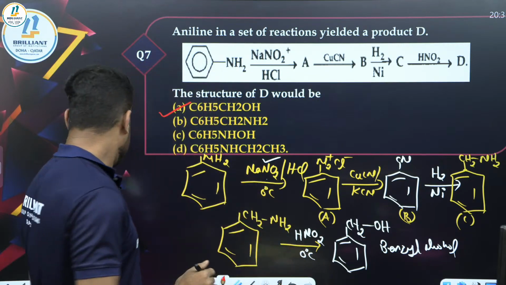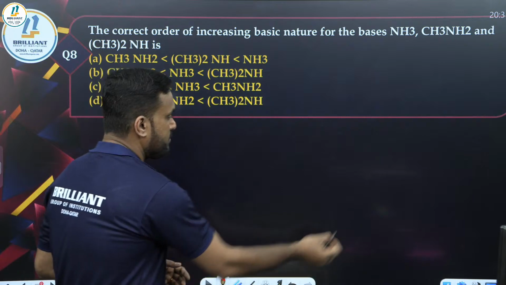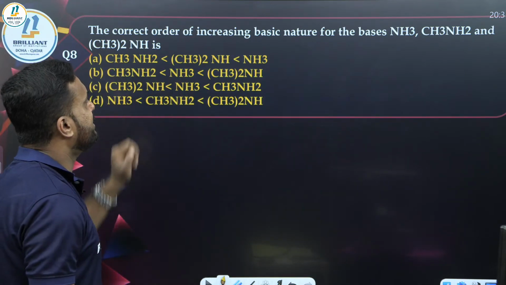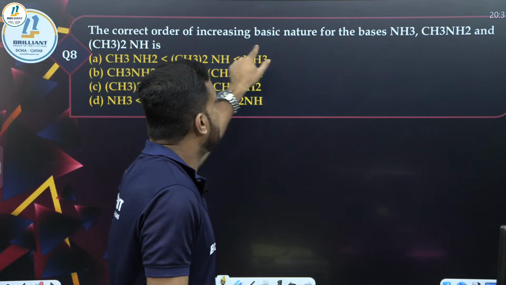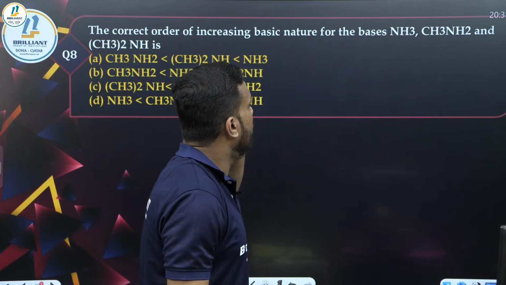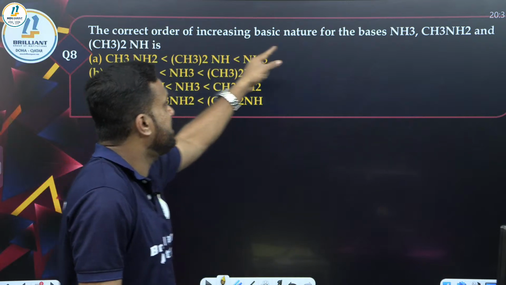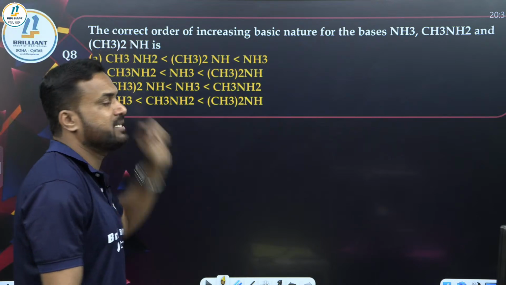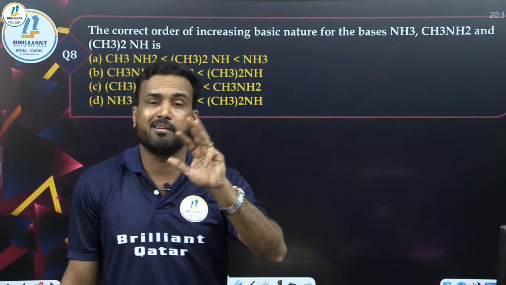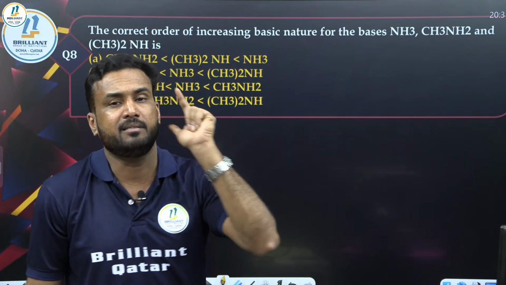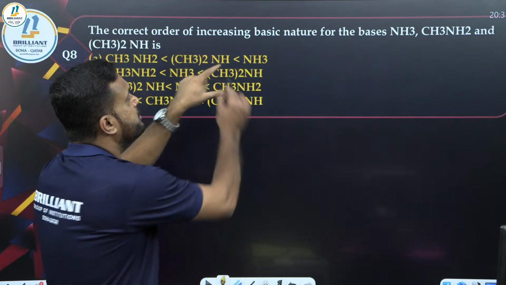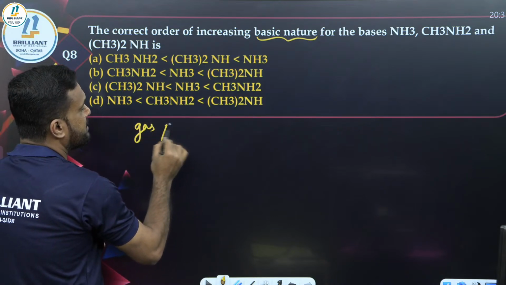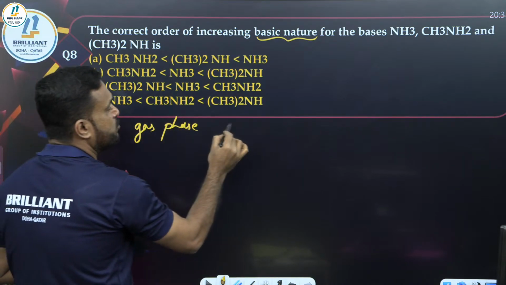Should not make a mistake. So question number 8, take the 8th one. Another easy one: the correct order of increasing basic nature for the bases NH3, CH3NH2 and (CH3)2NH. Ammonia is given, primary amine is given and secondary amine is given. They did not specify the phase, which means normally we take the gas phase. In gas phase, what is the order?